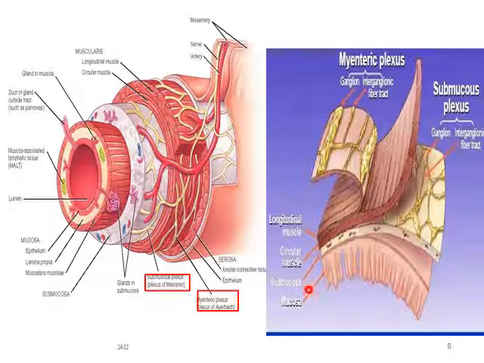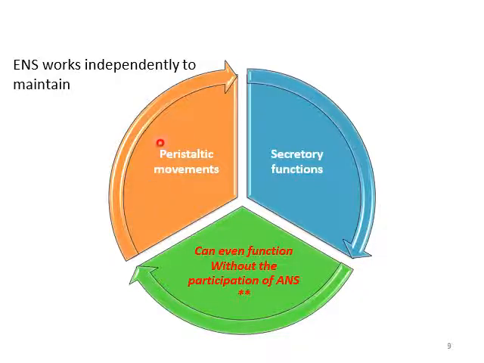Now you can see these yellow, these are the nerves which are interspersed, showing the plexuses of the myenteric or Auerbach and the Meissner plexus. Between this is the longitudinal muscle layer and then the circular muscle layer. So autonomic nervous system क्या करता है? It maintains the peristaltic movements and therefore the secretory functions.